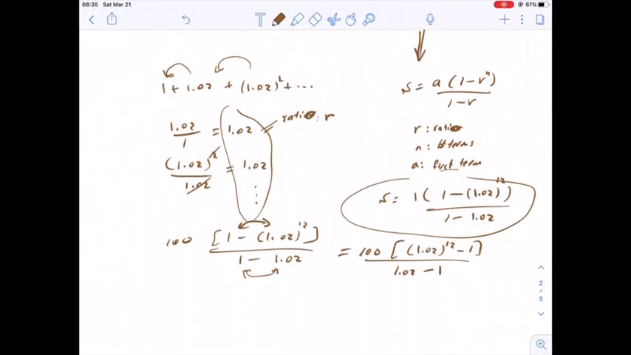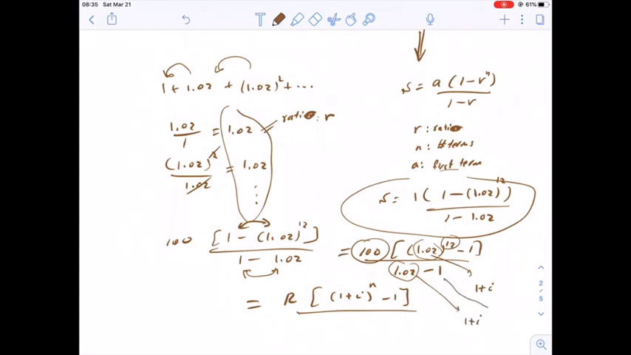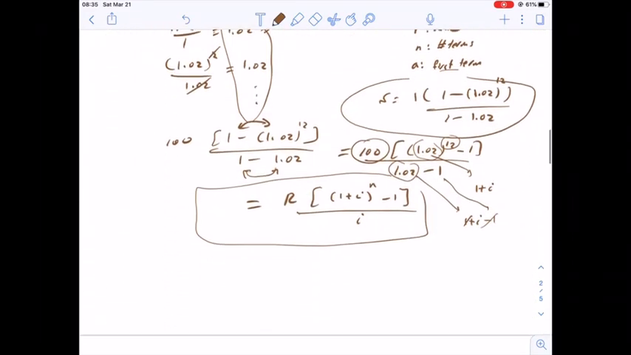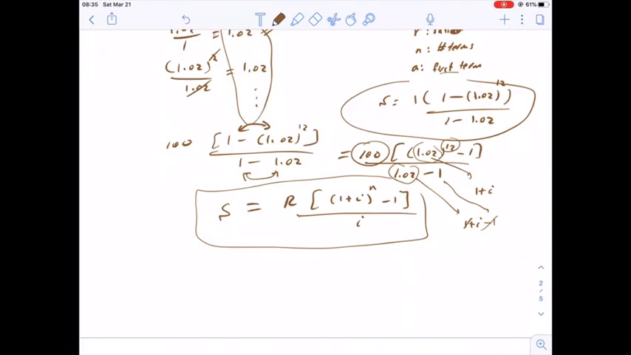Now from this we can get a formula. 100 is R, and 1.02 is 1 plus I. So 1 plus I raised to power N, 12 represents N, minus 1, over 1.02, which is 1 plus I, minus 1. 1 minus 1 is 0, so we are left with I. So we obtained the formula here. This is the future value.